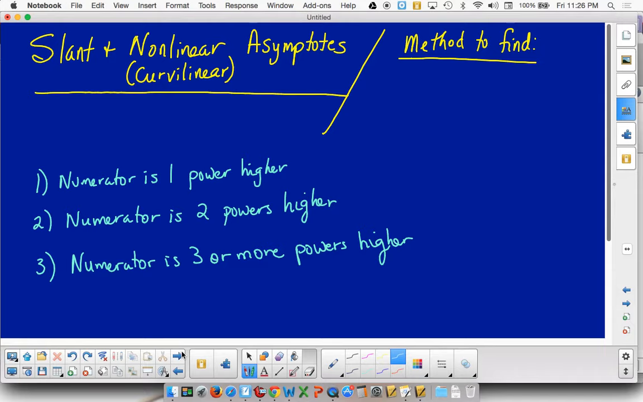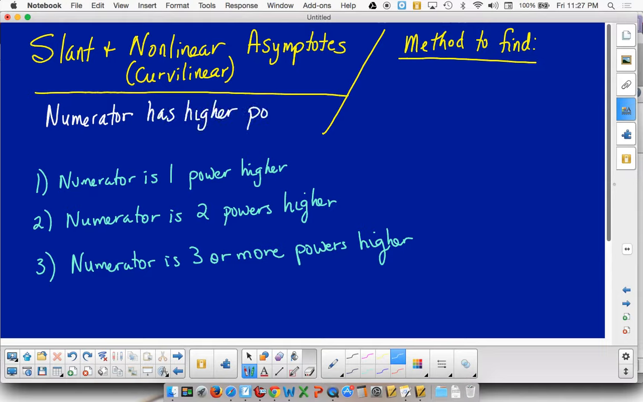These occur at the situation we just saw. They occur when the numerator, actually, I've got it written right here. Sorry. When the numerator is 1 power higher or more. So the numerator has the higher power.